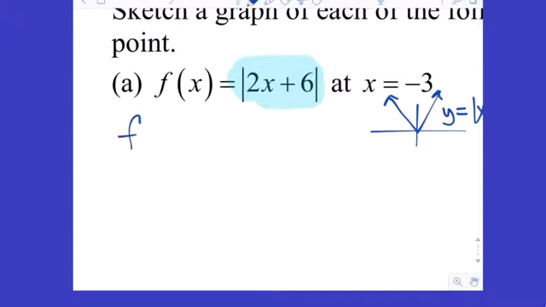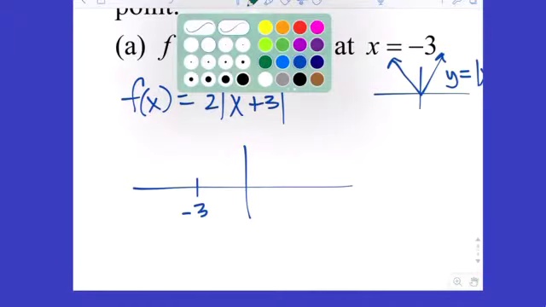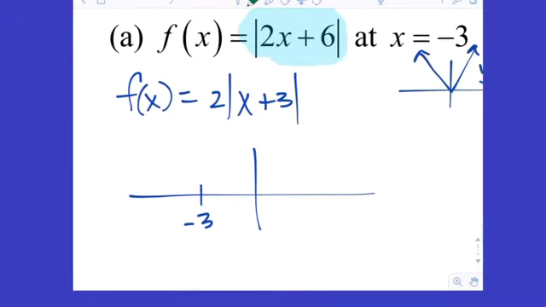So here's what you're going to do. You're going to put your function in standard transformation form. So on the inside, if you factor out the 2, you can bring the 2 outside the absolute values as long as it stays positive. So there's the standard transformation form. What does the 2 do to any graph out front? It vertically stretches it by a factor of 2. And in this case, the +3 is very important. It moves the graph over to -3.